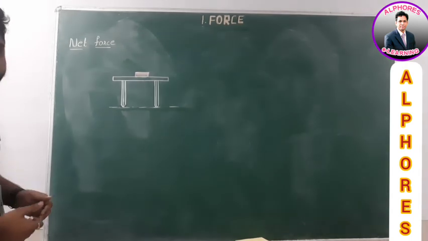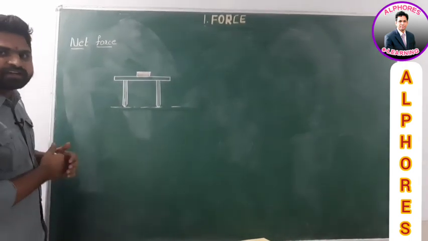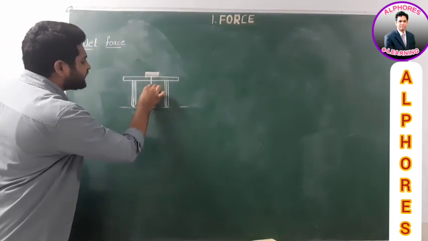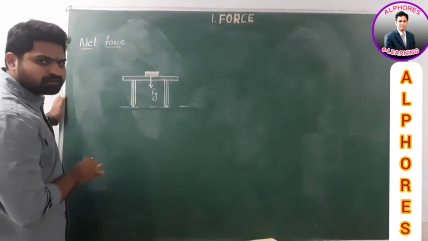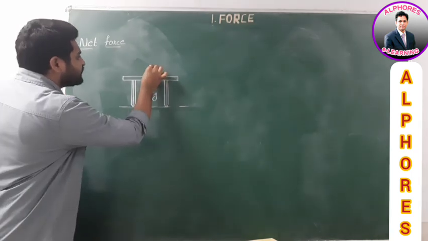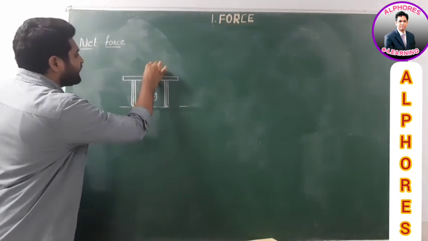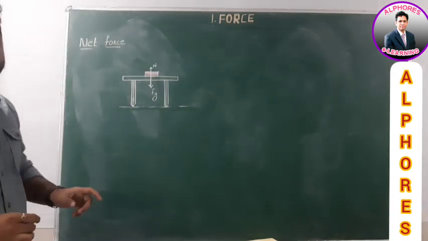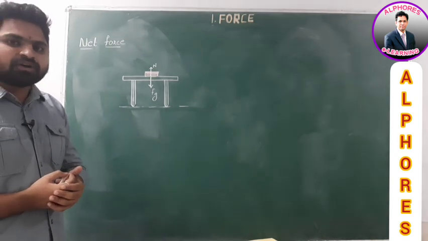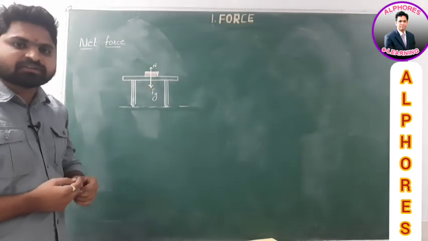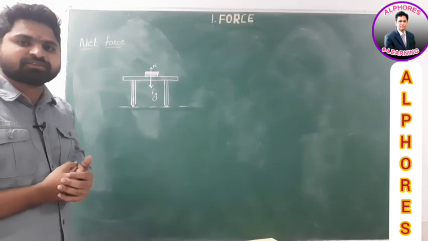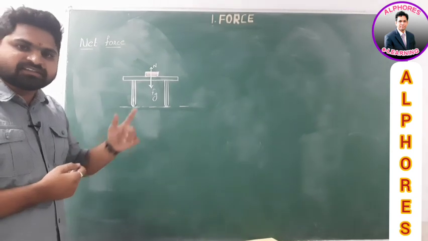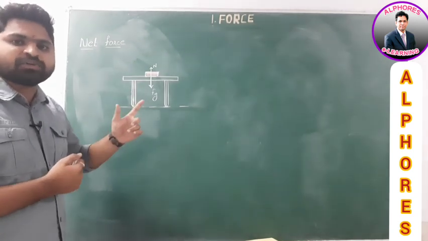In the previous class we discussed that two forces are acting on this object. One is the force of gravity, which acts vertically downwards, and another is the normal force, which is exerted by the table on this object. Now, after these forces act on this object, is there any change in its state? No. The state of the object has not changed. It is at rest. It is in equilibrium.